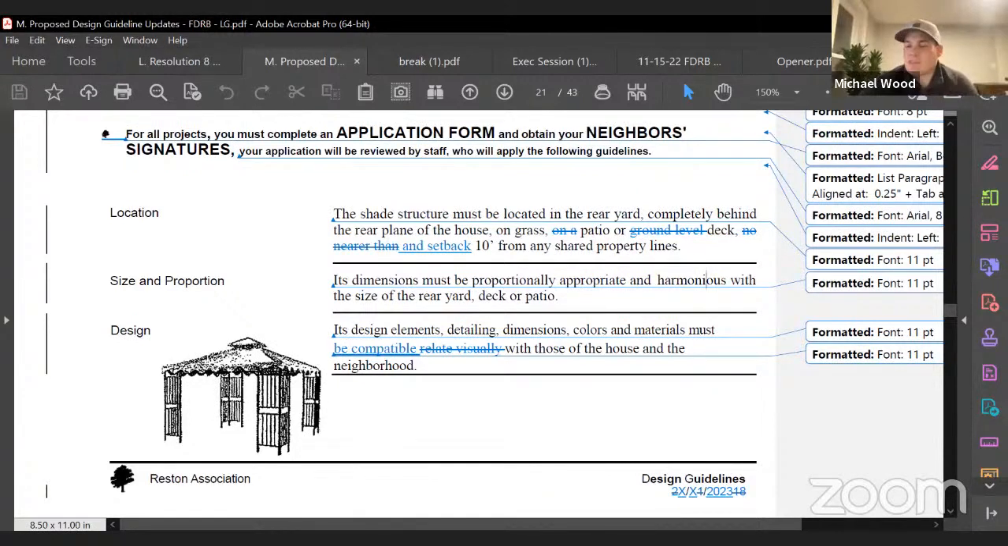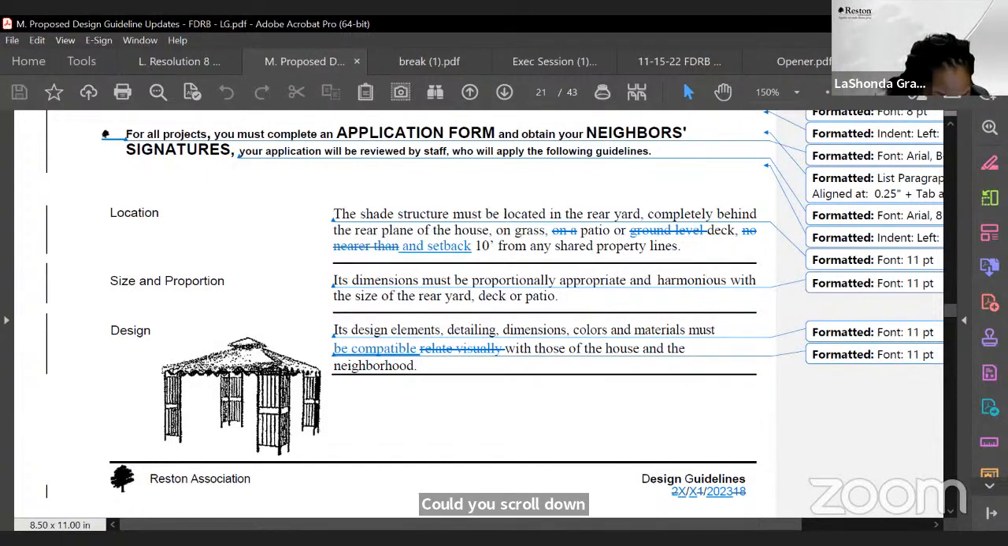So right now, we don't have a provision for seasonal, temporary shade structures. Is that accurate? So for the review level for shade structures, we added the no application review level for seasonal and temporary. So no, currently there's none for that.